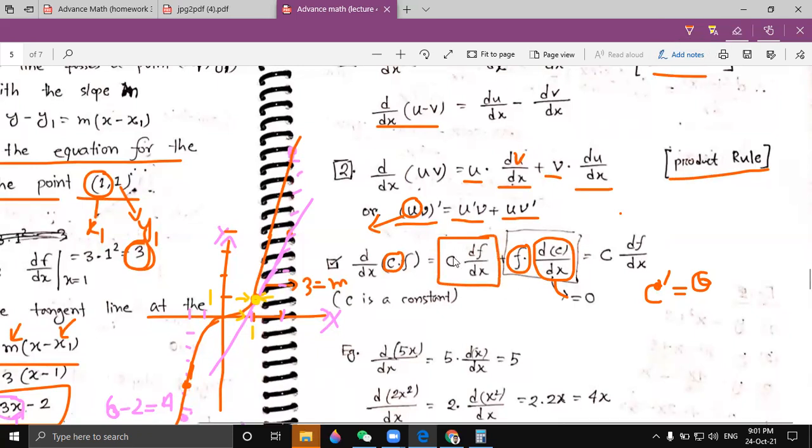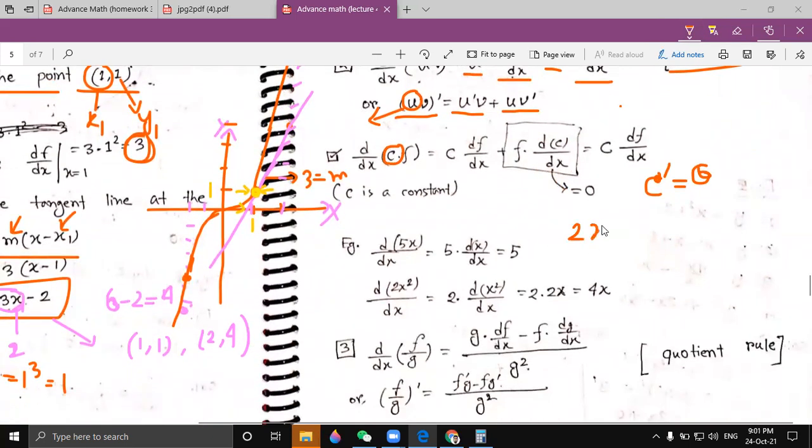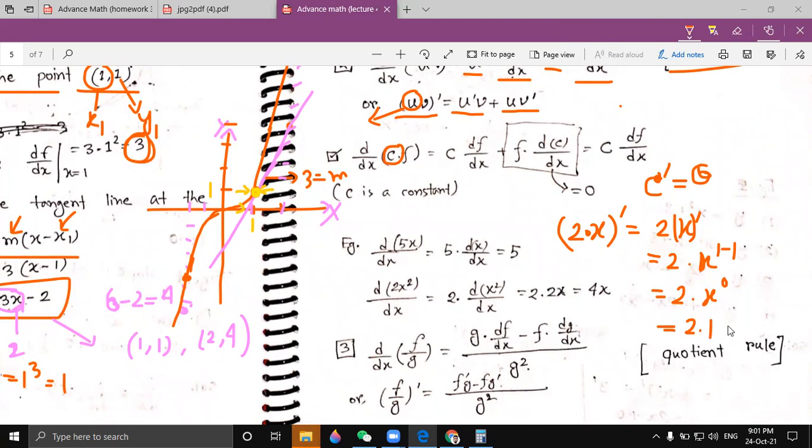So that means if there is something like the derivative of 2x, okay? You can see this 2 and x are multiplied, right? And 2 is constant. So the derivative of 2x will be 2 into x to the power 1 minus 1, right? So that means 2 into x to the power 0. And x to the power 0 is equal to 1, okay? 2 into 1. That means 2.